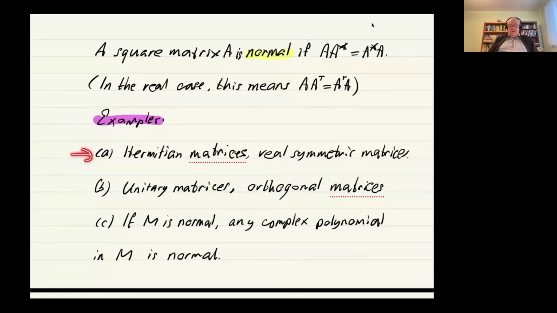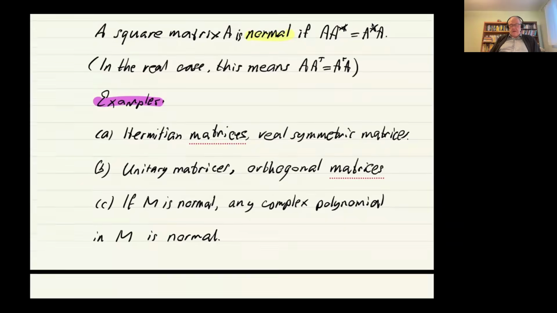Okay, so doing Hermitian matrices or real symmetric matrices, you've done that. So you just didn't express it in terms of algebras. The extra case we need are unitary matrices and orthogonal matrices, and so they're normal, and we'll be working with them, and so we want to be able to diagonalize them. And the last comment there is fairly trivial. If a matrix is normal, any complex polynomial in that matrix is normal.